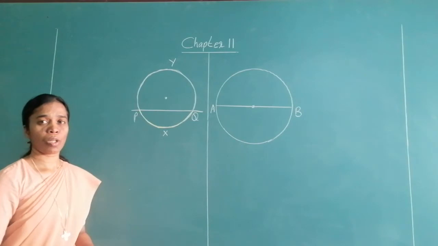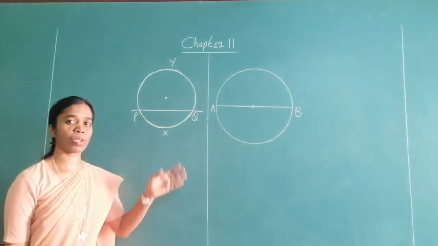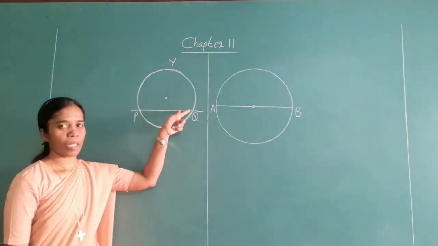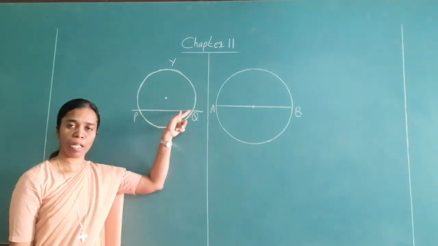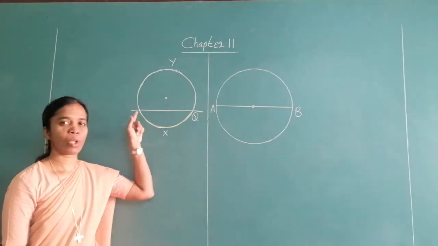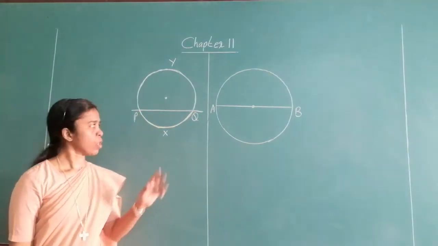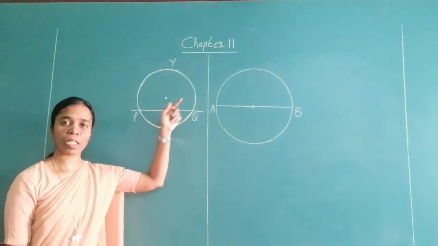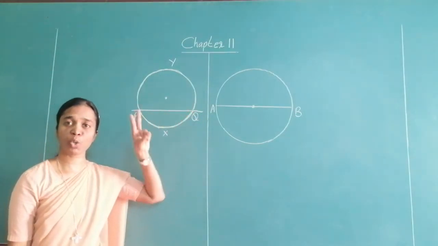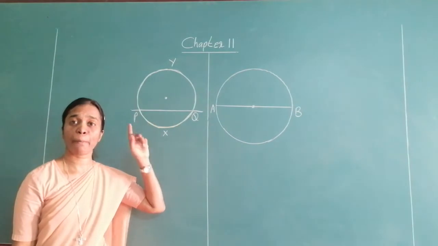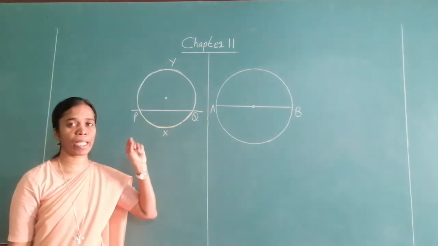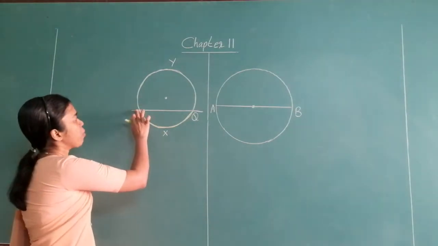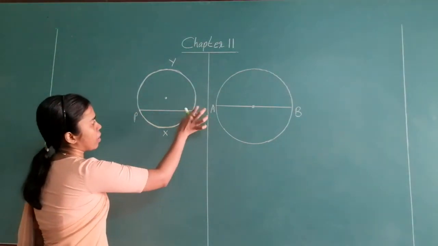Okay. So why do we call it an arc? Because it is a part of a circle. Now, this big part, we call it a major arc. And the small one, we call it a minor arc. So, the chord PQ is dividing the circle into two parts, giving us two arcs, which are major arc and minor arc.